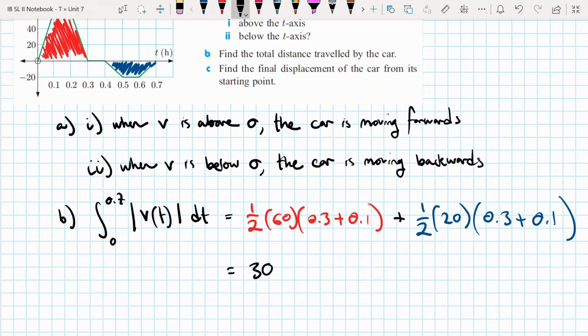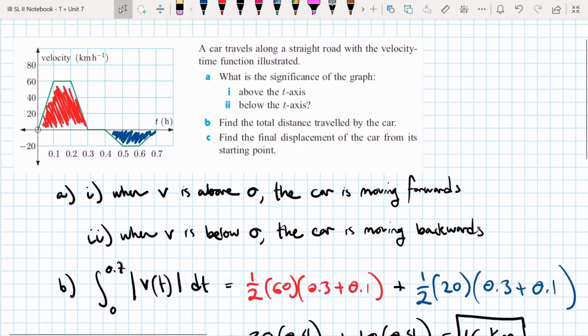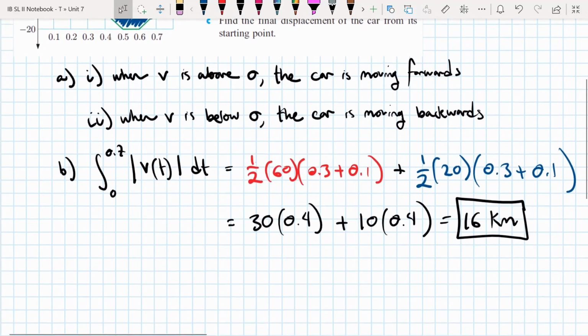30, times 0.4, plus 10 times 0.4. So that's going to be 12 plus 4, so it's 16 kilometers. And that's the total distance that this individual, this car has traveled.